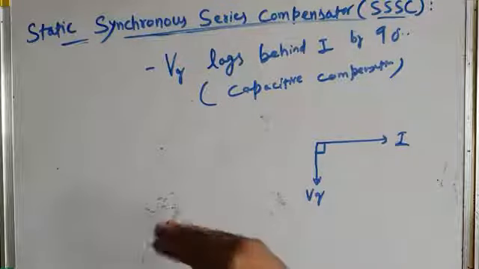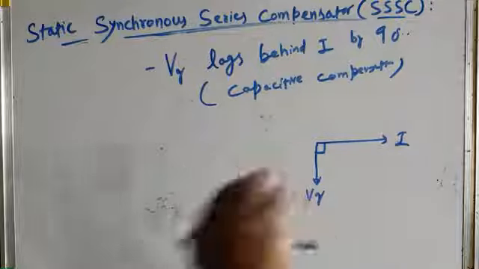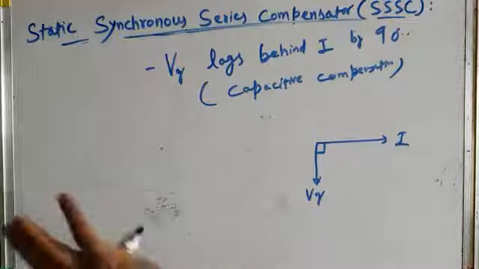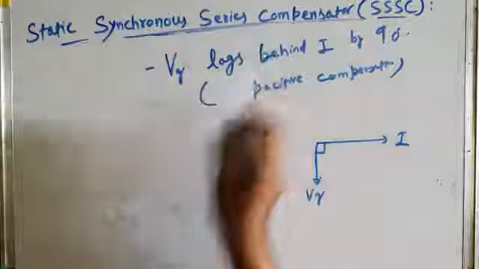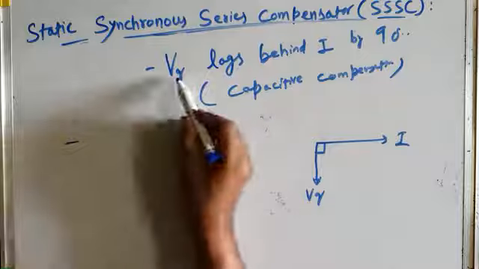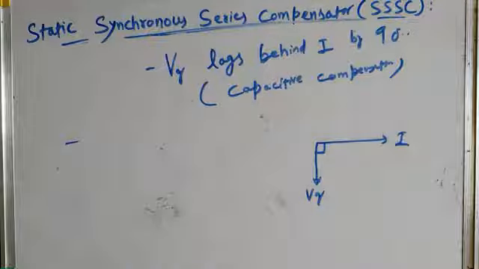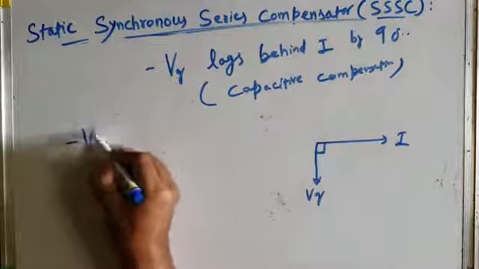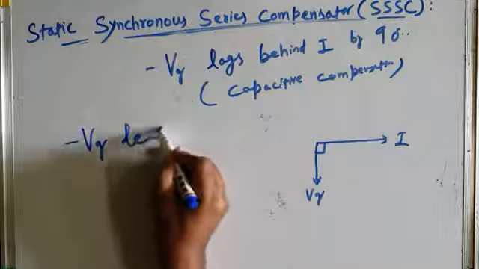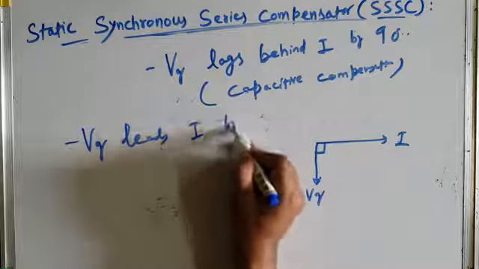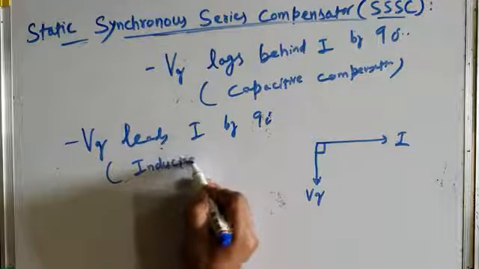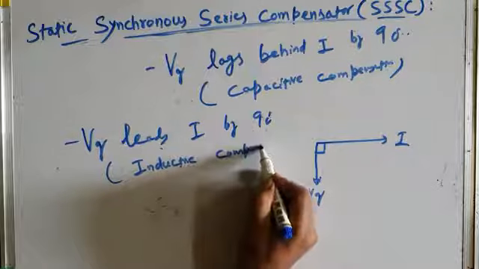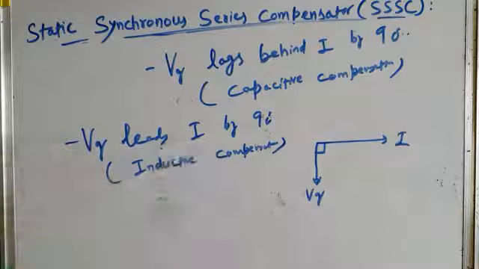So there is injection of reactive power, the overall voltage of the line increases, and more power can be transferred over the line. However, with the help of this SSSC, we can make VQ lead the current by 90 degrees. That is controllable. If VQ leads current by 90 degrees, then it becomes inductive compensation. And that can be very easily done in this SSSC converter.